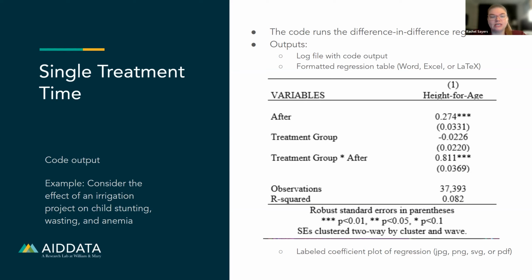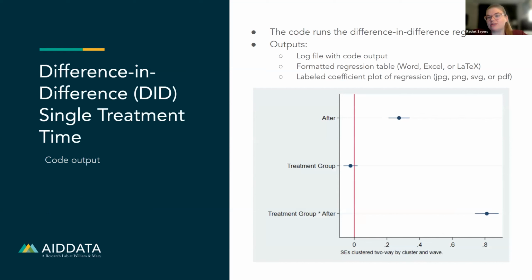There are two outputs. The first one is a table showing the outcomes of the regression. Again, the first two terms, the after and the treatment group, are not the treatment effect. They're just requirements of running the regression. The third, which is the treatment group times after, or interaction effect, the coefficient on that is the estimated treatment effect. We'll also produce a graph from the do file, and it will look something like this. That just helps you visualize the treatment effect, the magnitude, and whether or not it's significant.